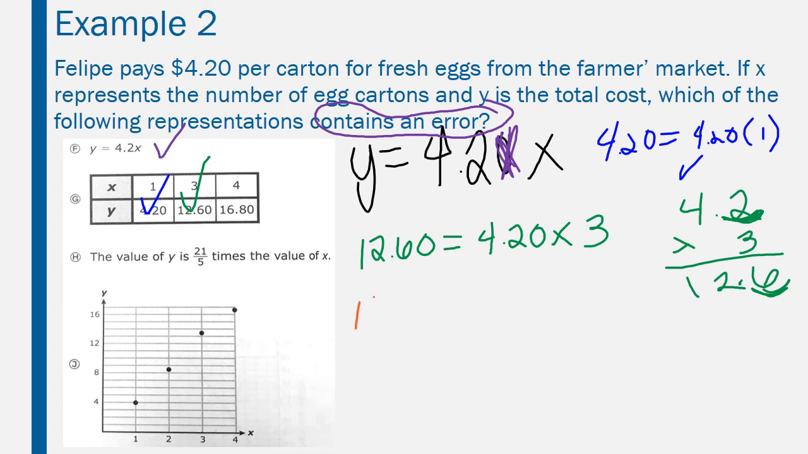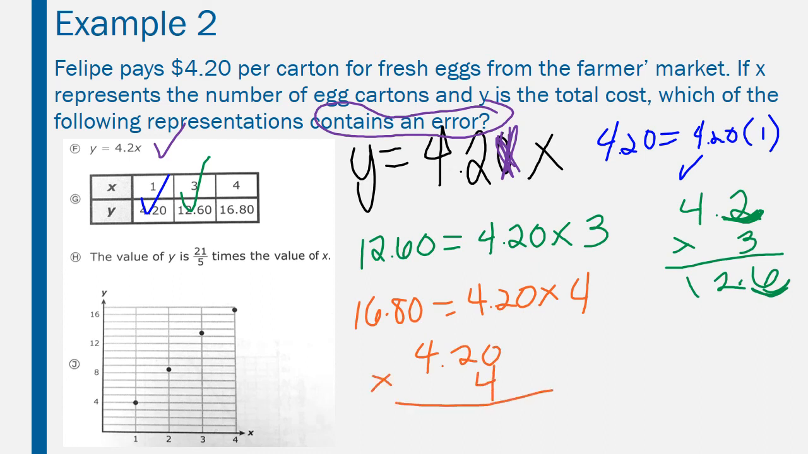We have $16.80 is equal to $4.20 times 4. Let's go ahead and work that out. $4.20 times 4. All right, work this out. I'm going to give you about 15 seconds.